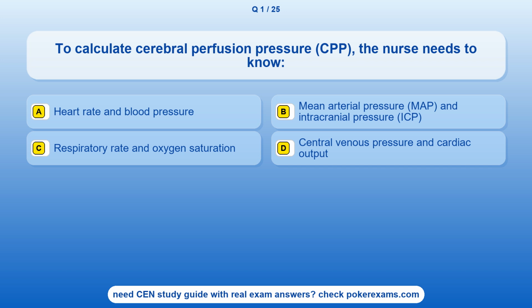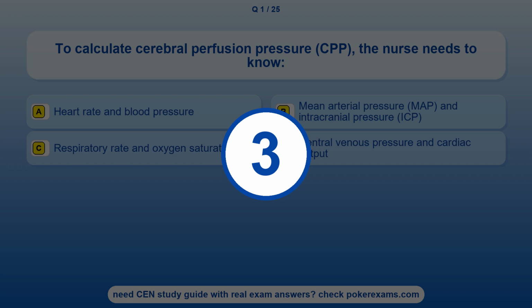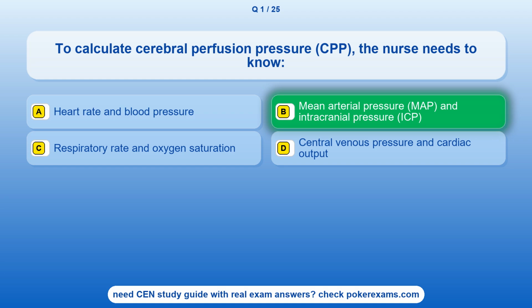Question 1. To calculate cerebral perfusion pressure, CPP, the nurse needs to know: Option A, heart rate and blood pressure. Option B, mean arterial pressure, MAP, and intracranial pressure, ICP. Option C, respiratory rate and oxygen saturation. Option D is central venous pressure and cardiac output. The correct answer is option B, mean arterial pressure, MAP, and intracranial pressure, ICP.